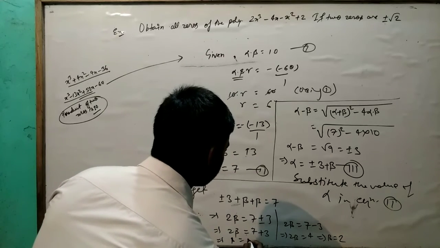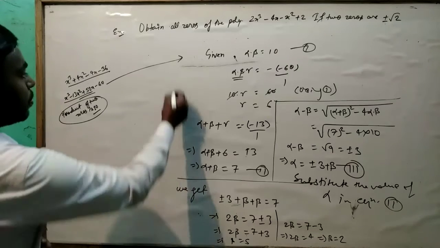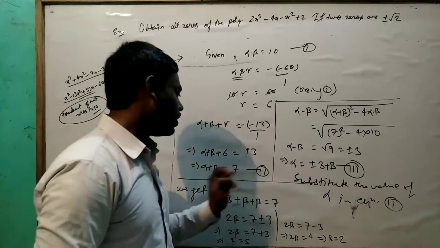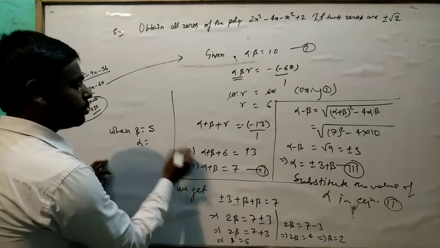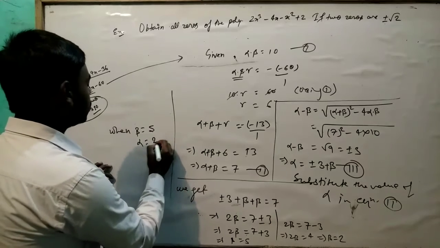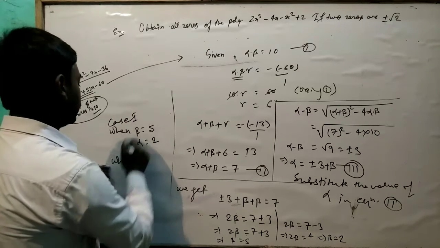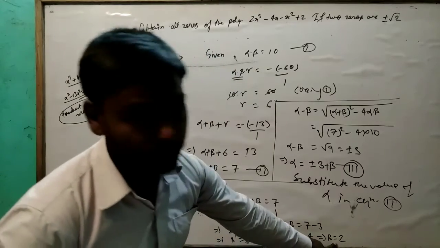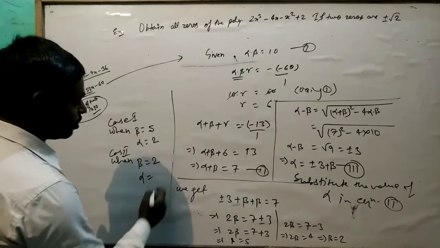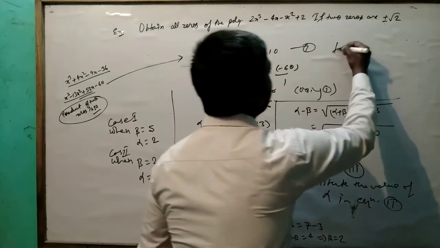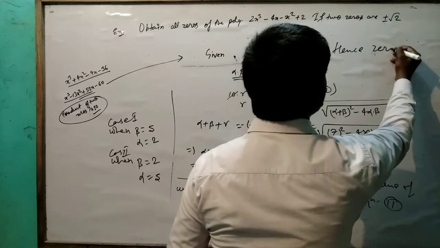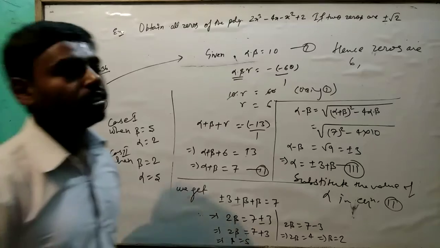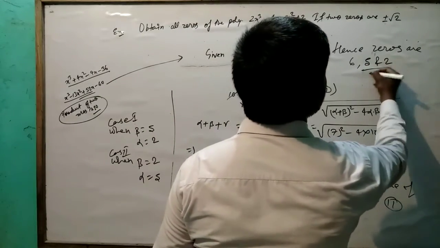From here we get beta is equal to 5. 7 plus 3 is 10, so it is 5. When beta is equal to 5, from the first we can say that alpha is equal to 2. That is case first, and case second is when beta is equal to 2, then alpha is equal to 5. Hence we can say that our zeros are 5 and 2. That is our zeros.